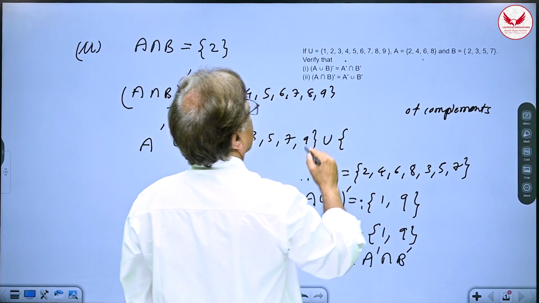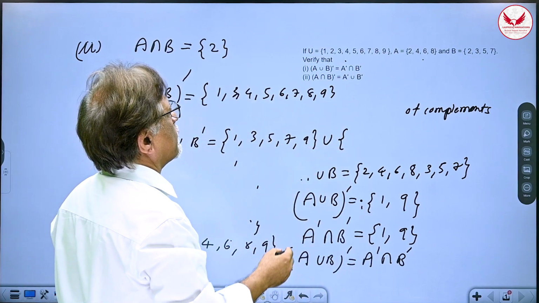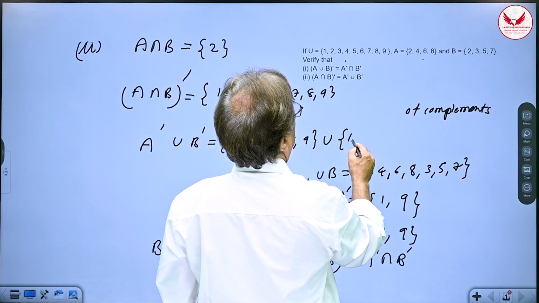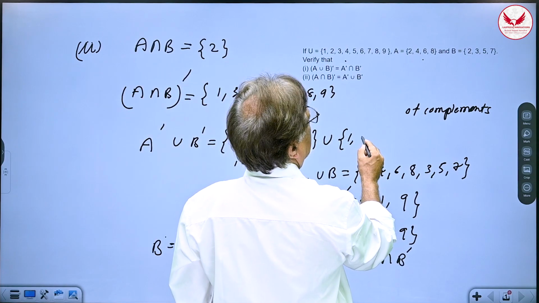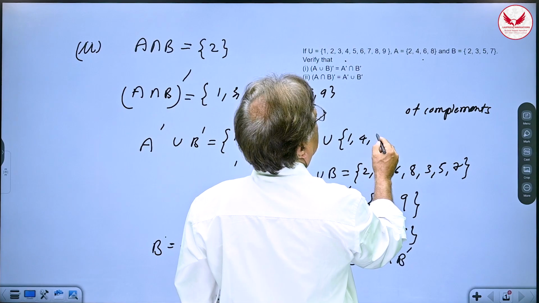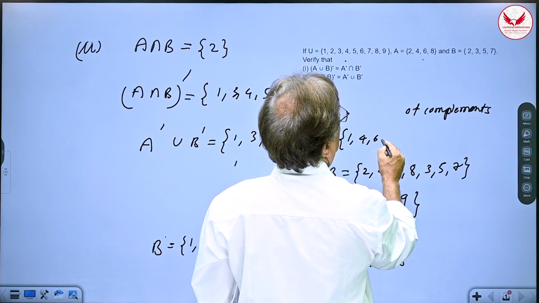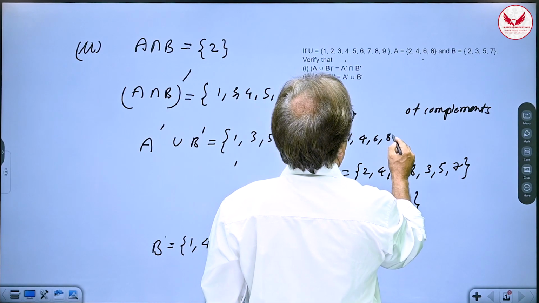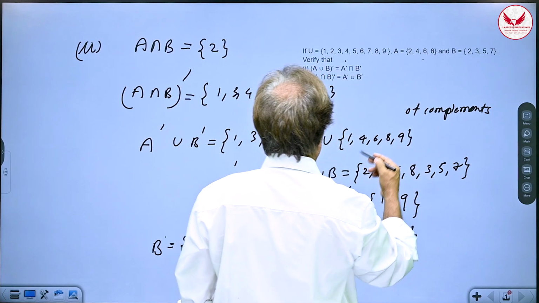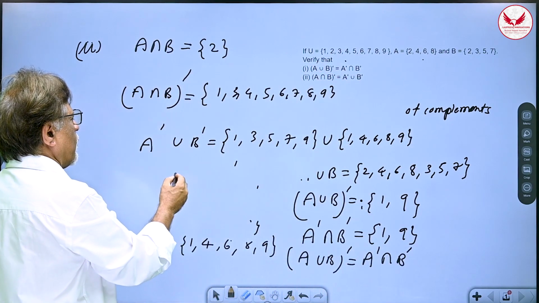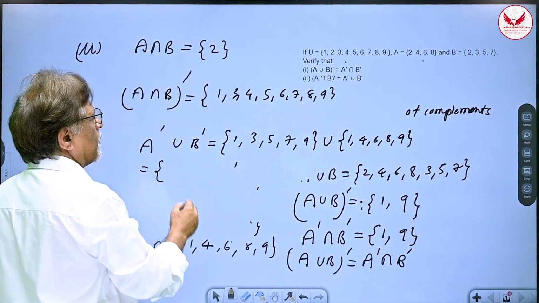Union B dash. What is B dash? The elements which are not in B. So 1 is not in B. 2 is there. 3 is there. 4 is not there. 5 is there. 6 is not there. 7 is there. 8 is not there. And 9 is not there. Correct? Now if I combine all these elements together, what will I get?